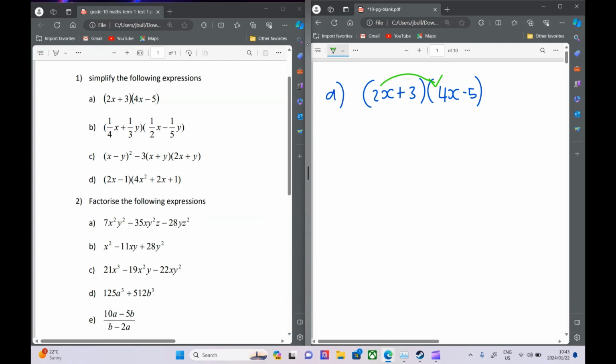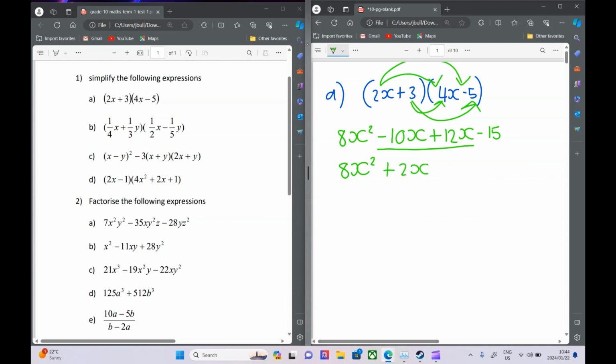So we would go 2x times 4x is 8x squared. 2x times negative 5 is negative 10x. 3 times 4x is 12x, and 3 times negative 5 is negative 15. And then we want to simplify this, so we're going to add what we can. We can't do anything with that 8x squared because there's no other x squares. Then with these ones, we can actually simplify those. So minus 10x plus 12x is going to give us positive 2x minus 15. And that is as far as we can go for that one. So that is our simplified answer there for that one.